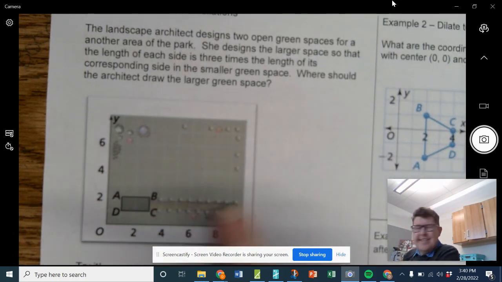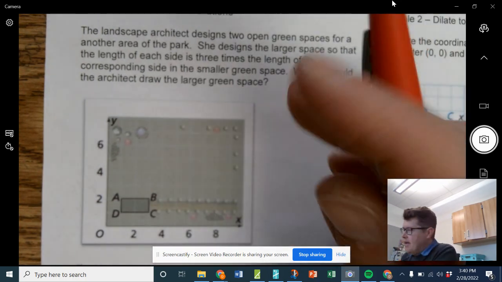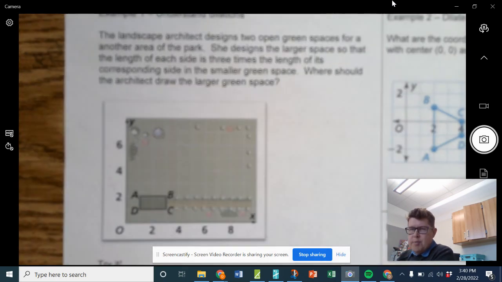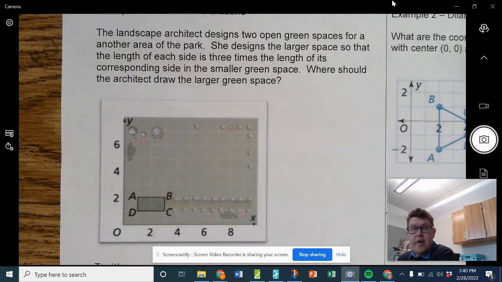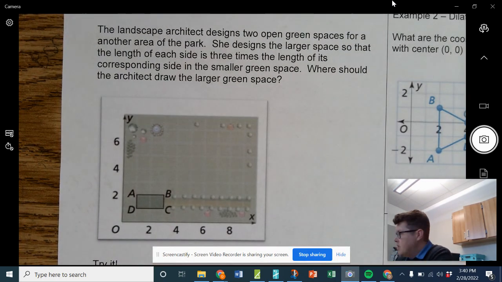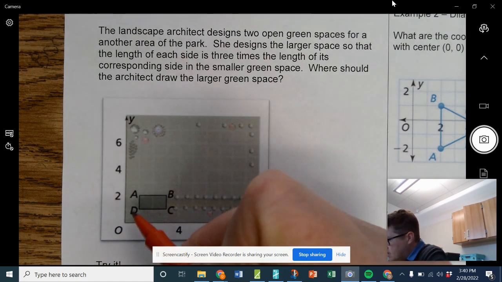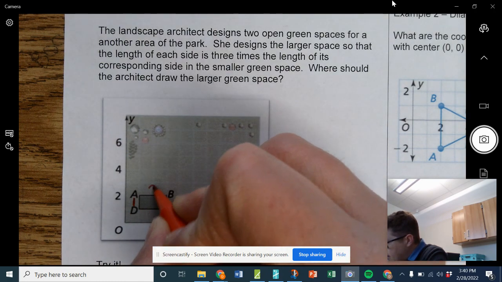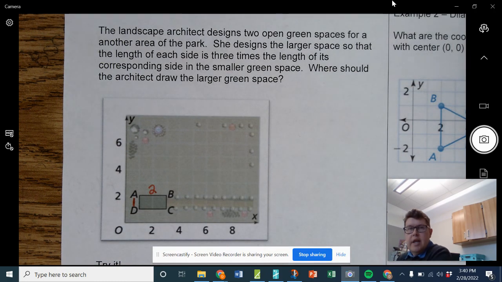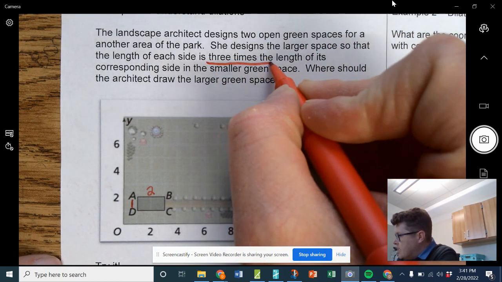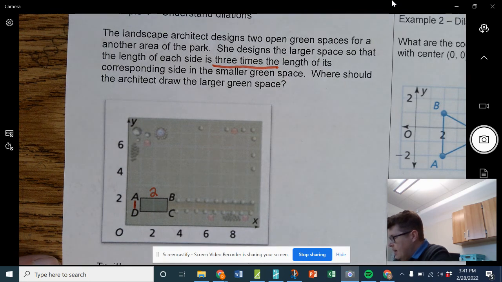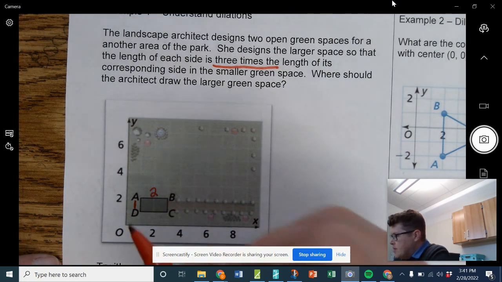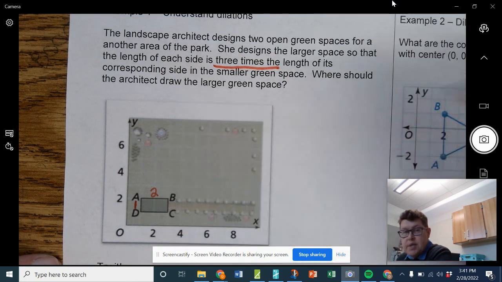So you see how this is kind of washed out here? I did that because in the original it was a much more vibrant green, but you could not see the grid on there. So I washed it out a little bit so you could see the grid. So anyway, we have this green space right here, A, B, C, D, and this is 1 by 2. That's the smaller one, and we want to make the other one 3 times bigger. So it's basically going to be 3 by 6 on the new one, right?